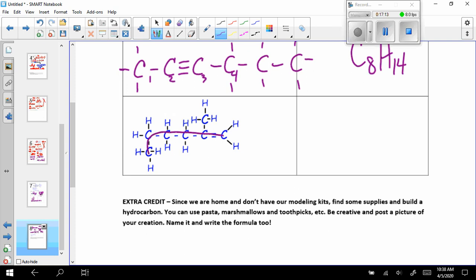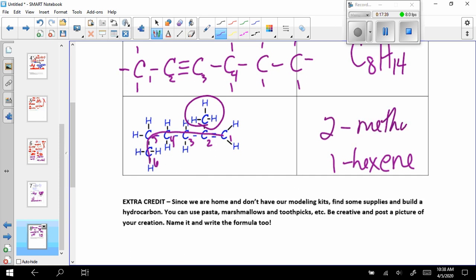All right. Next one, I got to find the longest chain. So here's my longest chain. Don't be fooled by going around the corner. It's still all connected and it's still one chain. So this is carbon 1, 2, 3, 4, 5, 6. So 6 is hex. There's a double bond right there. So that's ene. The double bond comes after the first carbon. So 1-hexene. And I just have 1 branch and it comes off the second carbon. So 2-methyl-1-hexene.